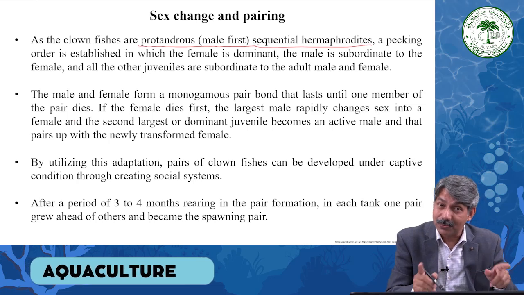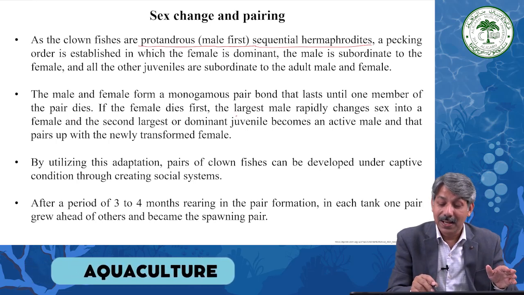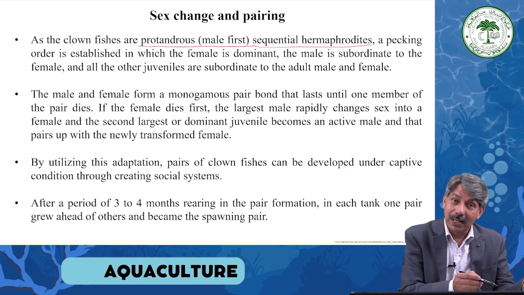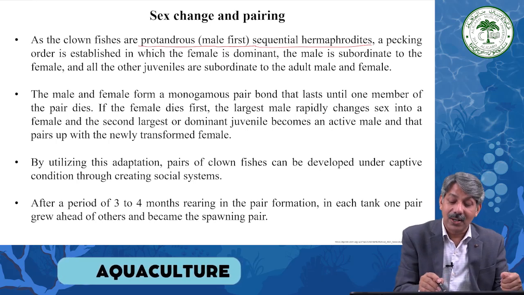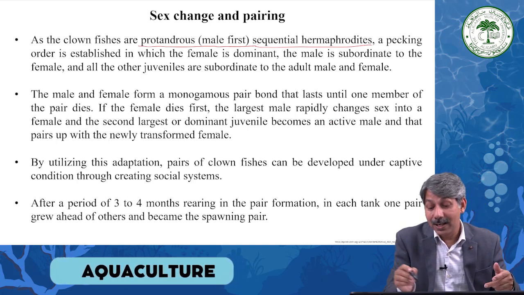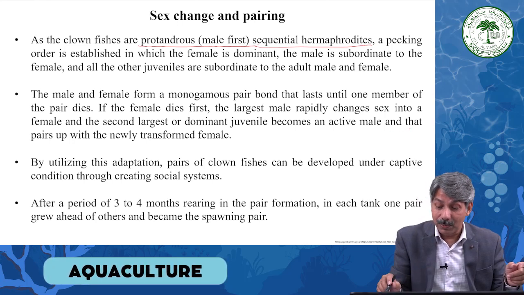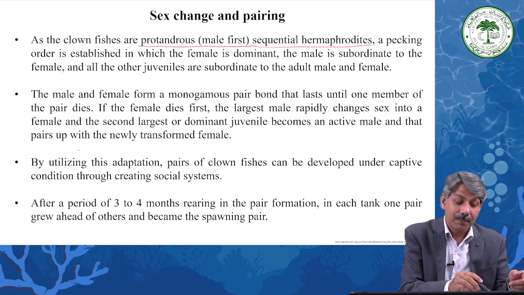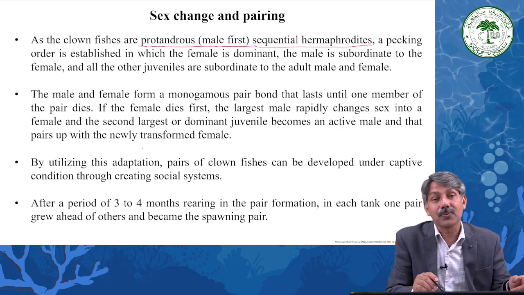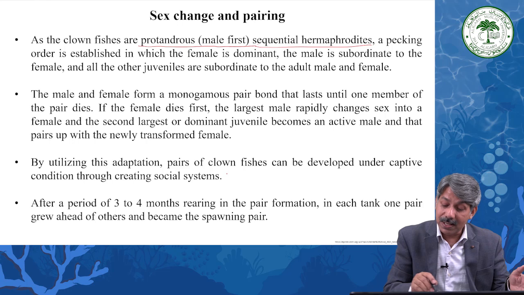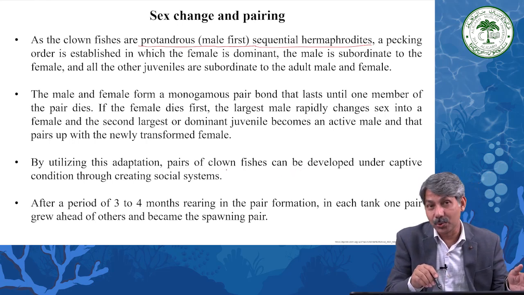If the female dies first, then what will happen? The largest male rapidly changes sex into a female, and the second largest or dominant juvenile takes the role of a male. It will become the active male, and it pairs up with the newly transformed female. By utilizing this adaptation, pairs of clownfishes can be developed under captive conditions through creating social systems.